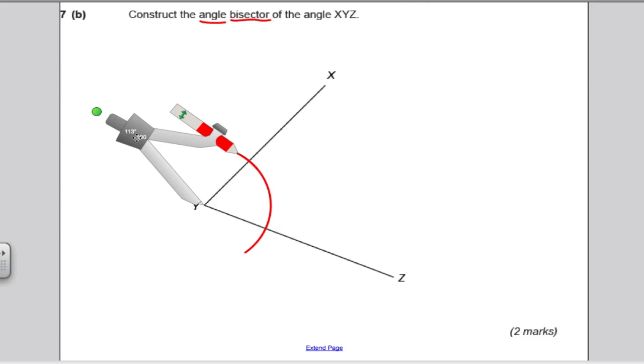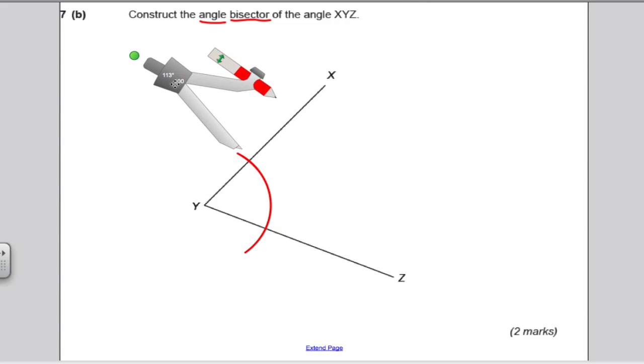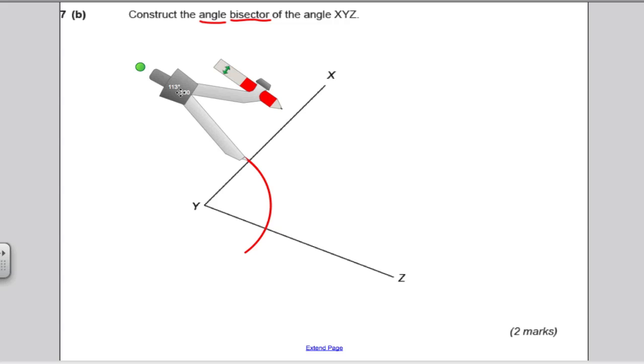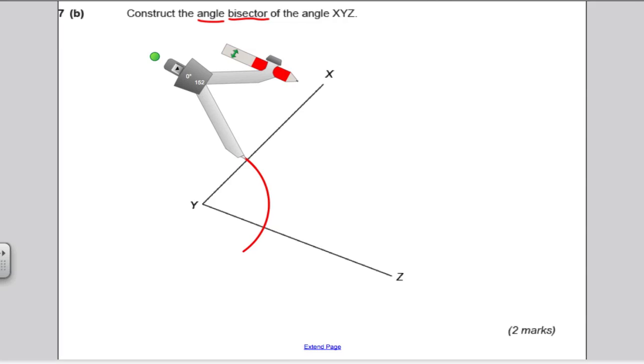Okay, then what we do is we move our compass to the points where the arc crosses the 2 line segments, and here it doesn't matter about keeping the distance the same. Here we could move the distance out somewhat. Let's move the distance out a little bit, and let's just change the colour of the pen just to make it look different.